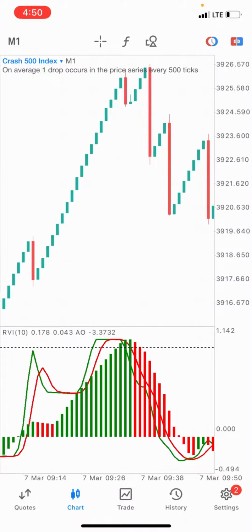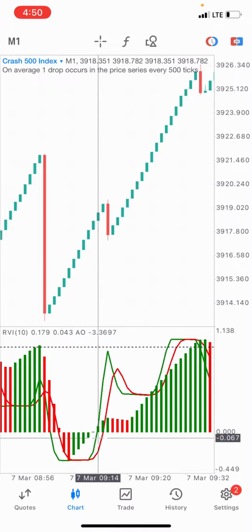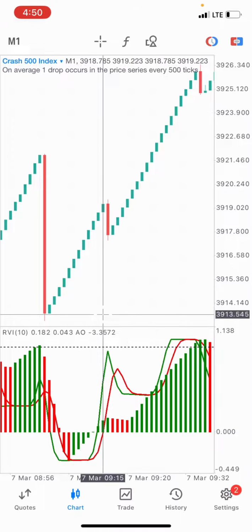Okay, a very simple strategy for you to trade the Crash and Boom market successfully. Now take a look at this point. This is an uptrend, right? But it touches, you can see that. I want you to take note of this, guys. This is an uptrend of the awesome oscillator, but you can see during the first uptrend, the green line, which is the relative vigor index, touches the awesome oscillator and the spike came in.